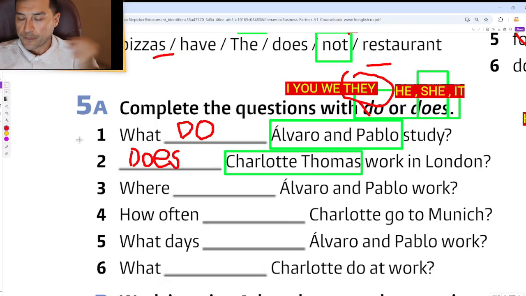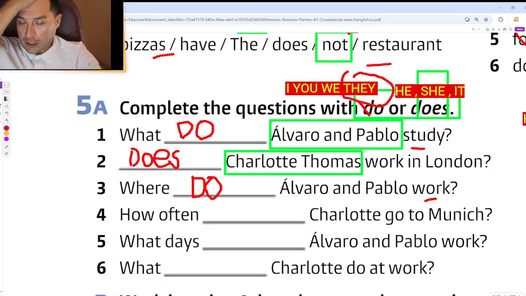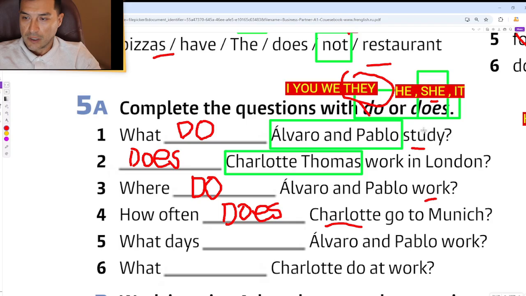Number 3. Where? Oh, it's again like number 1, Alvaro and Pablo. So, easy. Just like number 1, but different verbs. Study and work. Where do Alvaro and Pablo work? Next, Charlotte again. How often does Charlotte go to Munich?